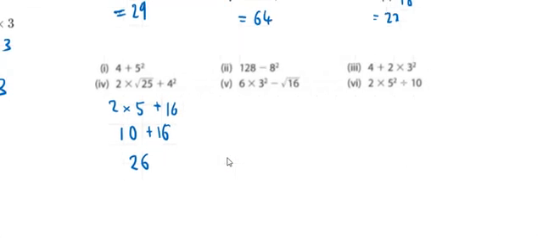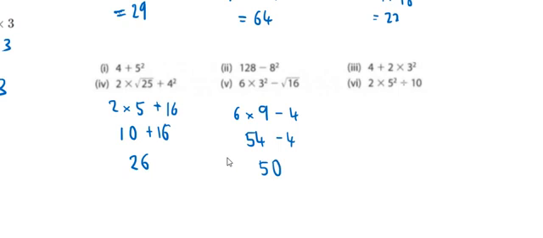Next, there's 2 sets of indices again. There's a 3 squared, which is 9, and there's a square root of 16, which is 4. Next, I do the division, so there's no division. Then I do multiplication, so 6 multiplied by 9 is 54. Minus 4, so 54 minus 4 is 50.